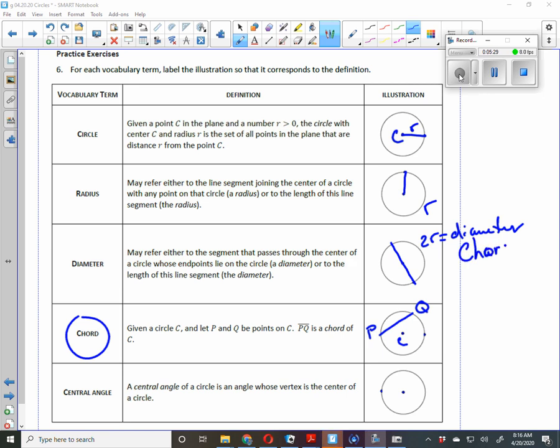And then lastly, the central angle. A central angle of a circle is an angle whose vertex is the center of the circle. So they're saying here's C. This angle here is called a central angle.